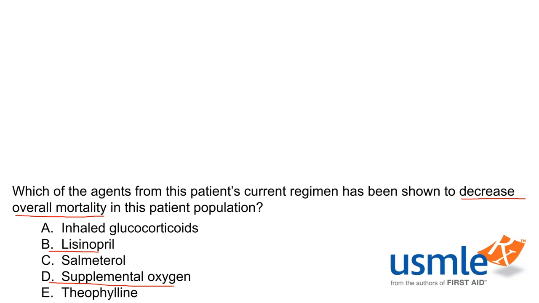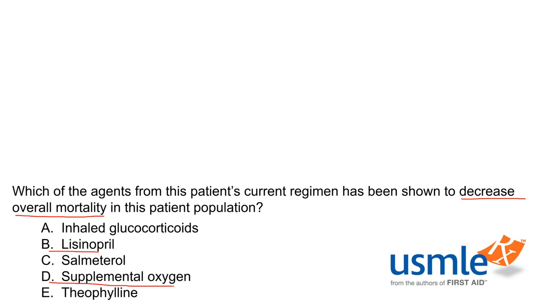Lisinopril does decrease mortality, but in a specific patient population, and that's patients with congestive heart failure due to left heart dysfunction. So left-sided dysfunction, not right-sided dysfunction, with EFs less than 45%. So ejection fractions less than 45% on left-sided heart dysfunction, not right-sided. That's where they decrease mortality.